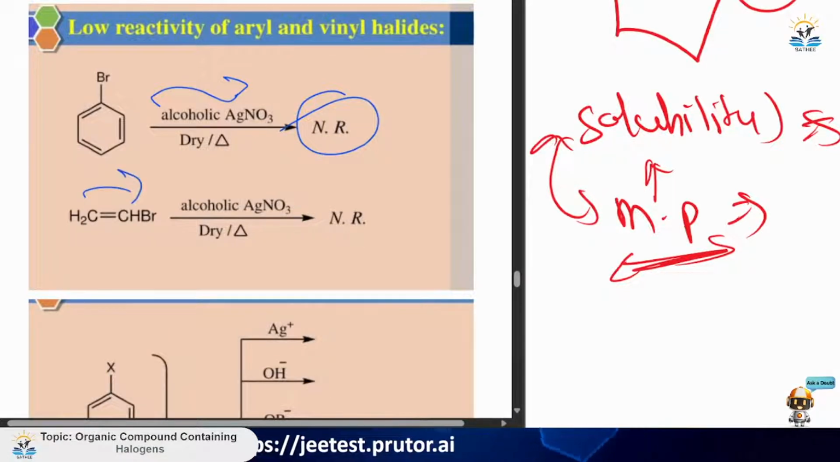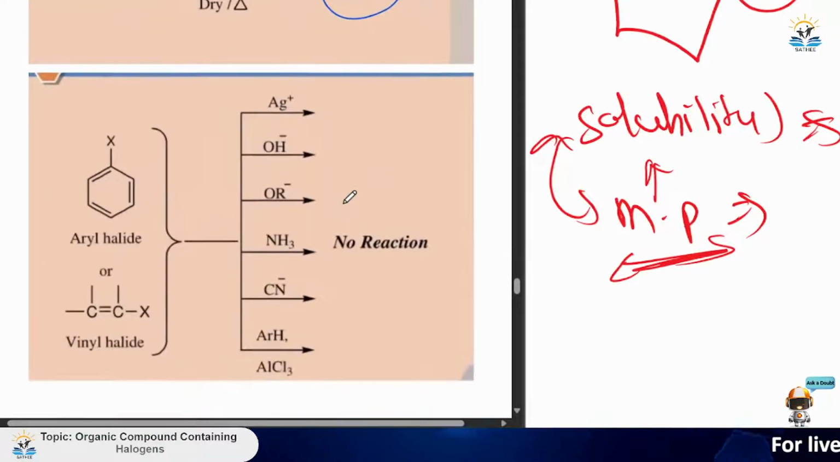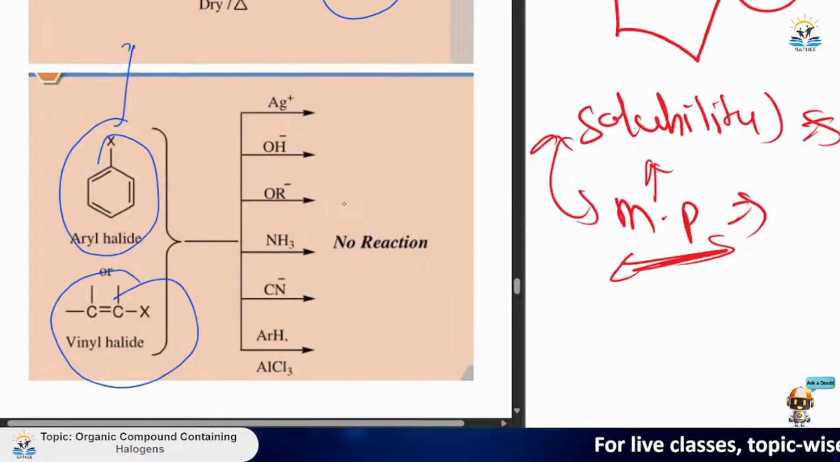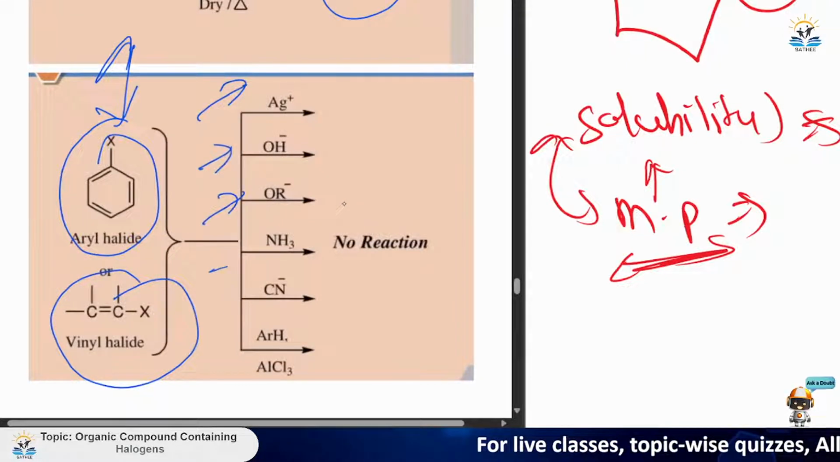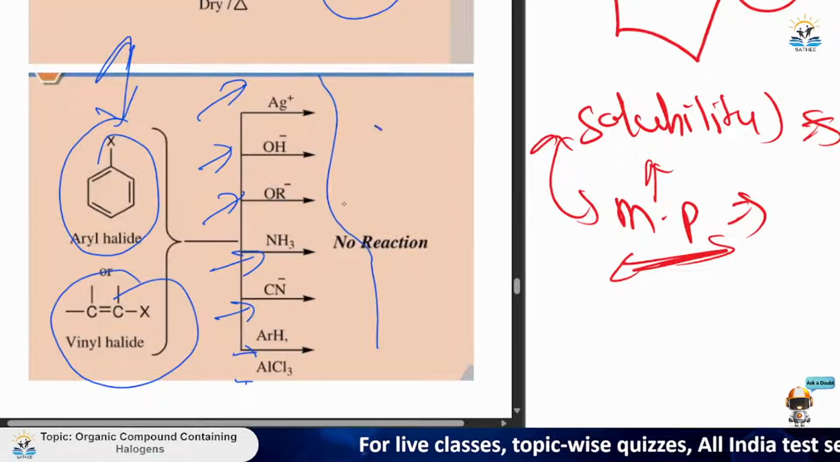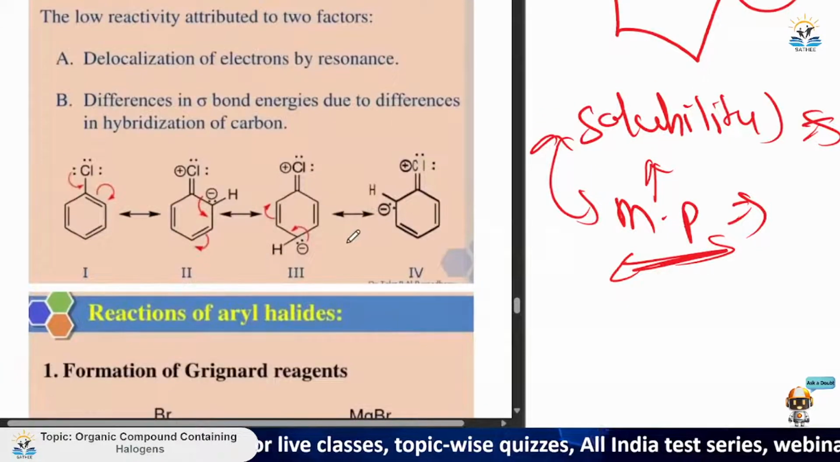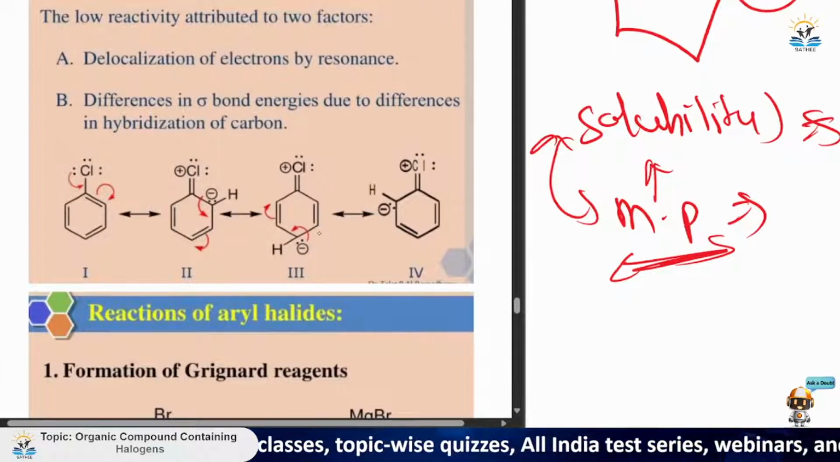If you have an alkene with AgNO3, no reaction. Okay, so the vinyl halides and aryl halides are very low reactive. We will see the reason why these are not reacting. For this example, we have aryl halide, and this is vinyl halide. With Ag plus, no reaction; OH negative, OR negative, NH3, CN negative, these all are nucleophiles. So it is giving no reaction. Okay, so we have the reason also.